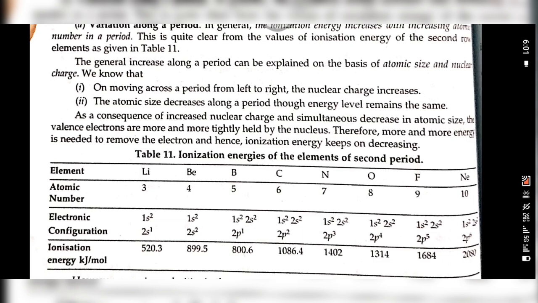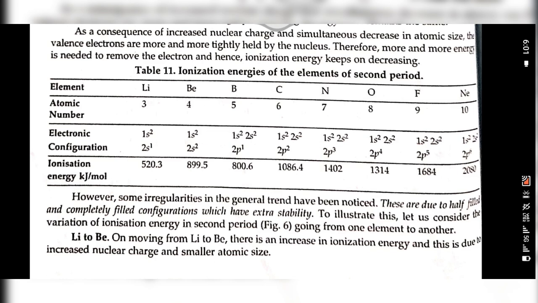We know that on moving across a period from left to right, the nuclear charge increases and the atomic size decreases, though energy levels remain the same. As a consequence of increased nuclear charge and simultaneous decrease in the atomic size, the valence electrons are more and more tightly held by the nucleus. Therefore, more and more energy is needed to remove the electron, and hence ionization energy keeps on increasing.